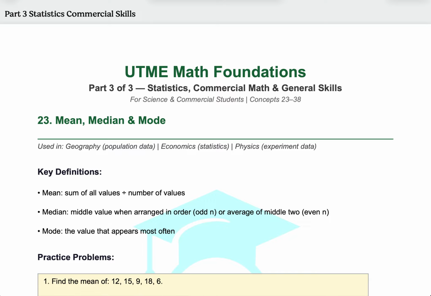is right for you. So we are on topic 23, so you can check the rest of the playlist for the first and the second part. Topic 3, how to find average, median, and mode. The mean is very, very important, especially for science students, and median and mode for economics and accounting students.